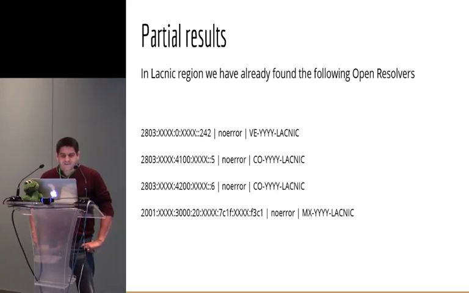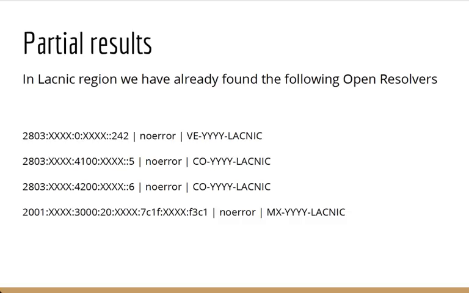In LACNIC specifically, we found 4 open resolvers. Here is the information. I tried to obfuscate the data a little bit. You can see in the first line the IPv6 address. There are no errors. It means that it allows recursion. And on your right is the owner ID of the IPv6 address.